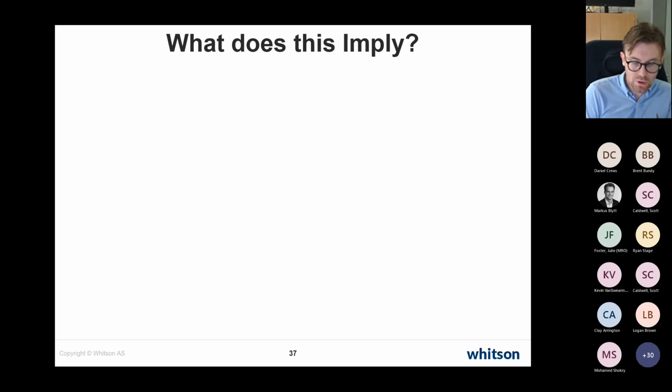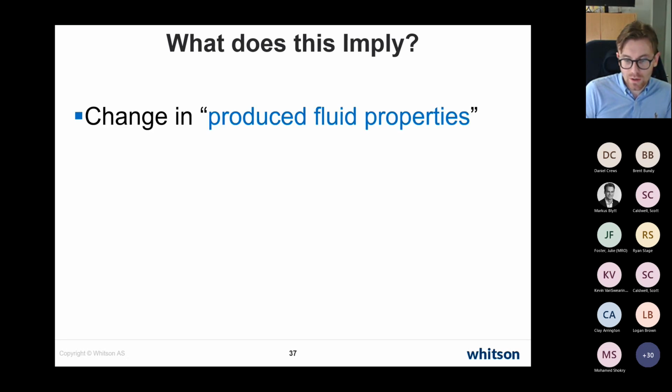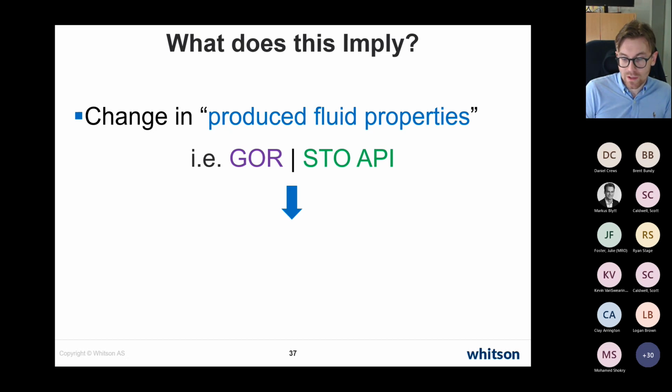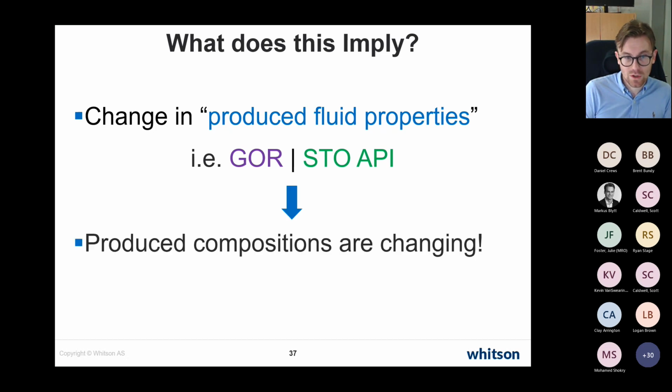rapid decline in bottom hole pressures and the complex fluids that we observe in many of the basins result in a rapid change in produced fluid properties. So we have a changing GOR and a changing stock tank API that just changes extremely fast. Your produced compositions are changing extremely fast in these unconventionals.